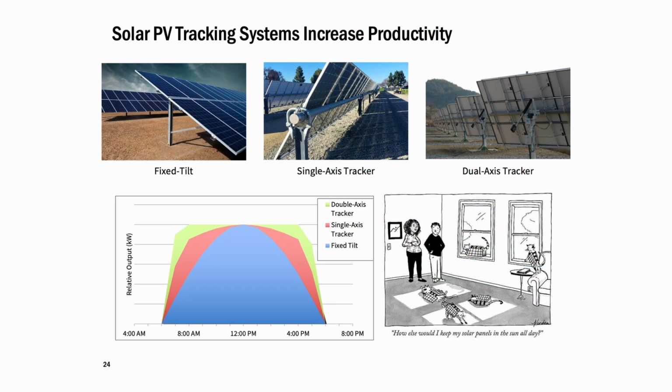In terms of structures, modules can be held by a structure that's a fixed tilt system, and it doesn't move, or you can have a structure that includes a tracking system that allows your panels to track the sun as the sun moves through the sky throughout the day. So there are two types of tracking systems. You've got single-axis trackers that rotate your panels in two directions, and those can typically achieve a 25 to 35% increase in productivity over a fixed tilt system.